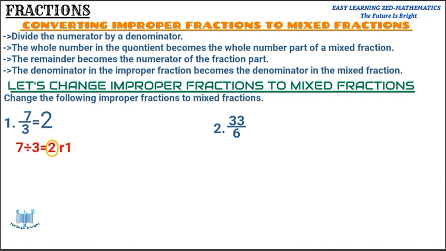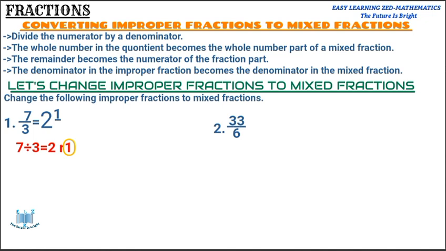Once I've done that, I'm going to go to step 3, where it's saying the remainder becomes the numerator of the fraction part. So I'm going to write 1 as the numerator of the fraction. The one I'm talking about is the one I've circled in yellow there. It's the one I'm going to write as a numerator. So I'm going to write 1 like that. Once I've done that, then I'm going to write over. Then I'm going to find the denominator.